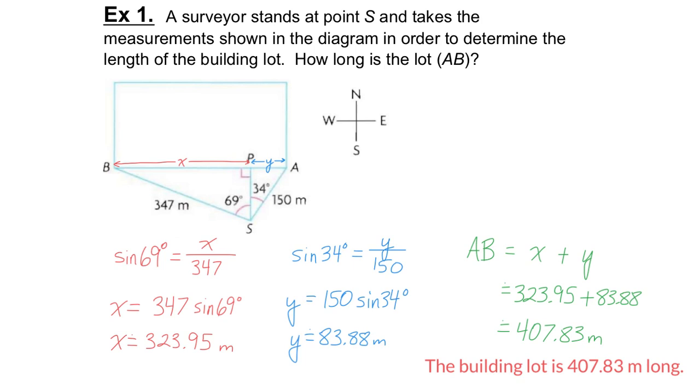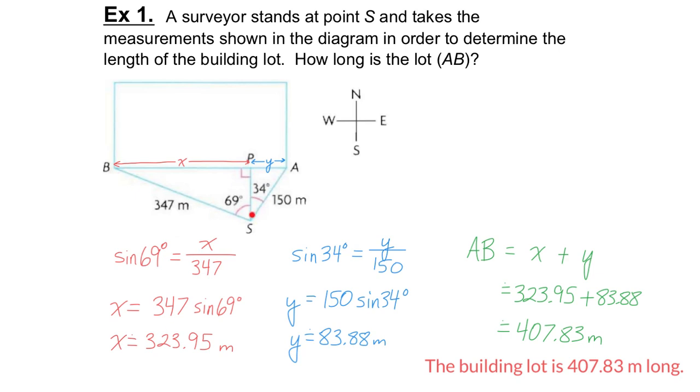In the larger right triangle, my reference angle is 69 degrees. X is the opposite side. 347 is the hypotenuse. Opposite, hypotenuse, I'm using sine. Sine 69 is opposite over hypotenuse, x over 347. To solve for x, it's 347 times sine 69, and I get 323.95 meters.